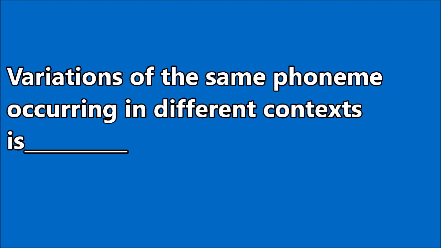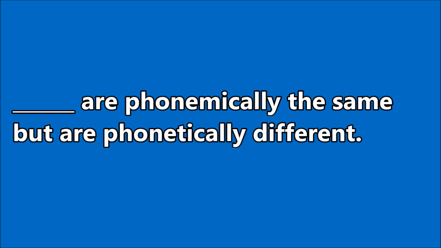Next question. Variations of the same phoneme occurring in different contexts is dash. The answer is allophones. Next question. Dash are phonemically the same but are phonetically different. The answer is allophones.